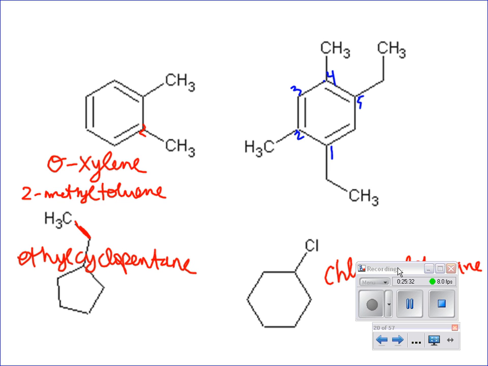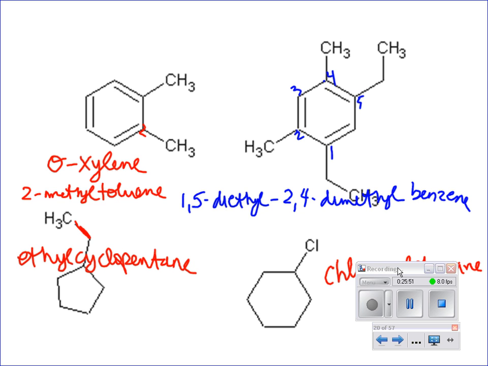And so this would be what? 1, 5, diethyl, and then what? 2, 4 dimethyl benzene. And that's it.